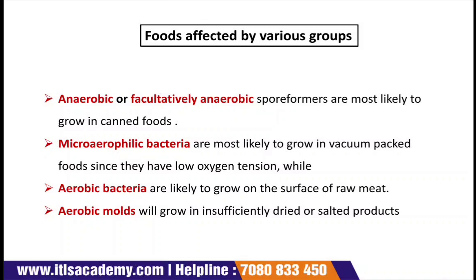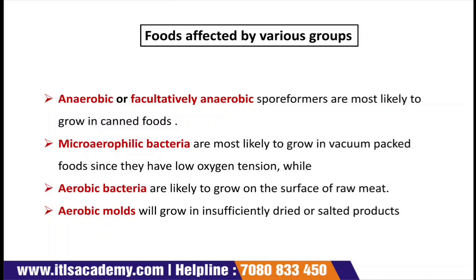So the first one is anaerobic. These are the spore formers, and they are likely to grow in canned food. Nowadays there are many different canned foods available in the markets. In those food items, how can they deteriorate, or become unfit for human consumption? If anaerobic bacteria can grow. So the anaerobes are microorganisms capable of forming spores. That is the reason they are also known as spore formers, and they are likely to grow in canned food.